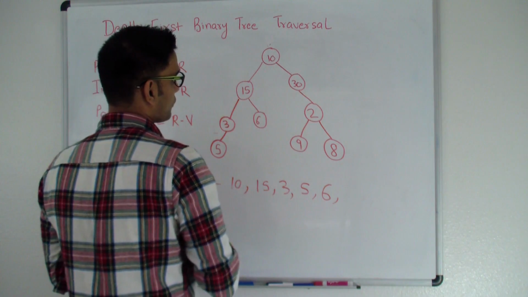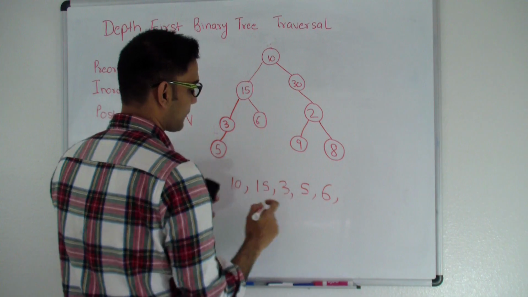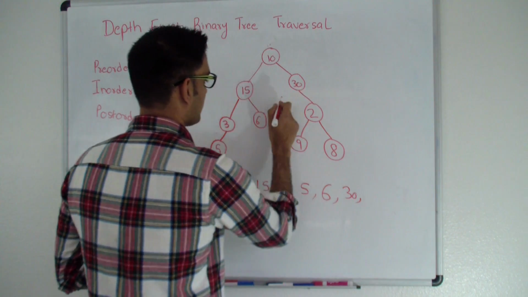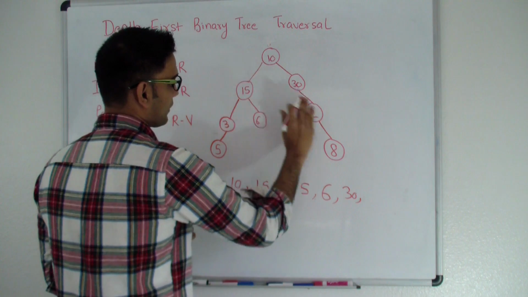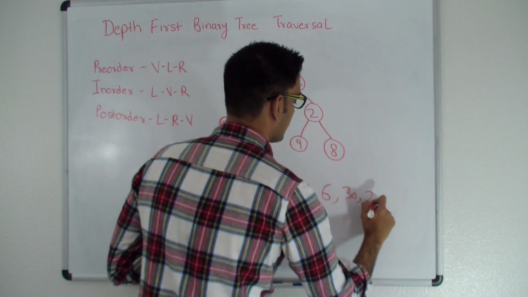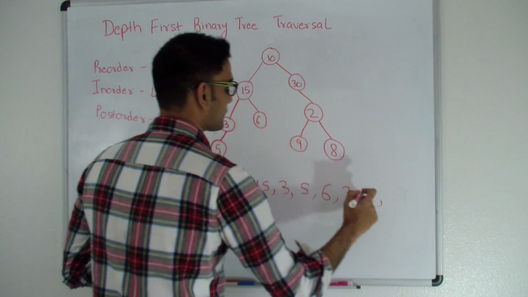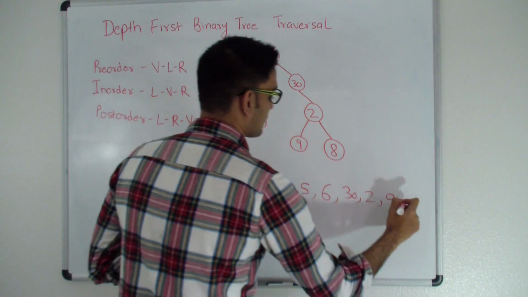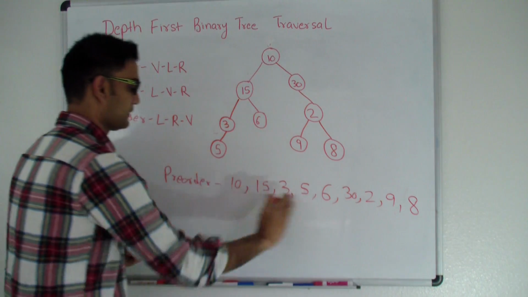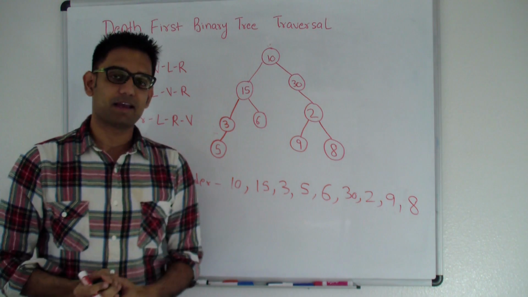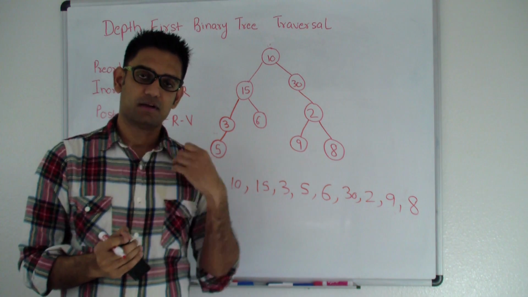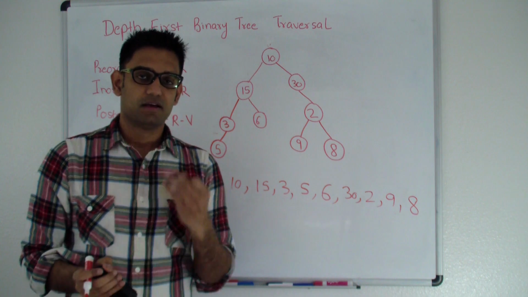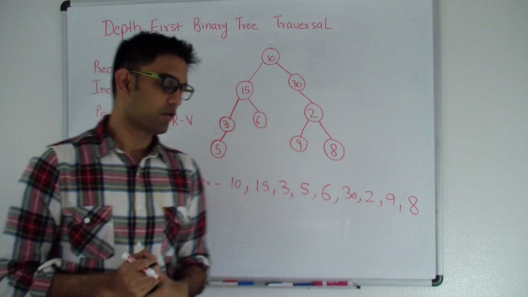And then now I go to 10's right and repeat the same process. So 30, first print 30. 30 doesn't have a left side, so I go on 30's right, so I print 2. 2 has a left, so I go and print 9, and then go back to 2 and then print 8. So this is my preorder traversal. Again, first print the root, then print everything on the left side and print everything on the right side. And you do this recursively for every node.